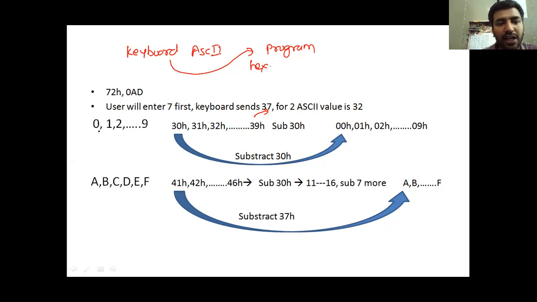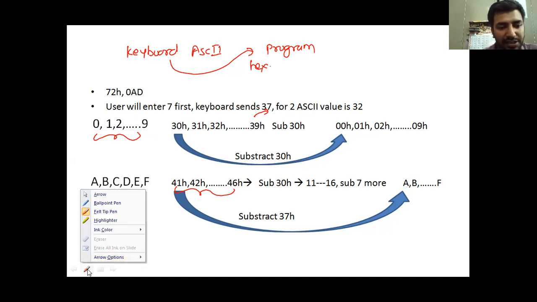So you know that if the number is 0 to 9, I end up sending 30 to 39. And if the number is A to F, I end up sending 41 to 46 through the keyboard. I think everybody understands this.